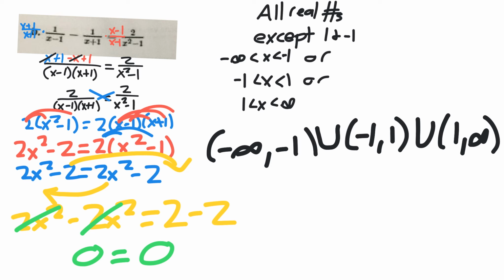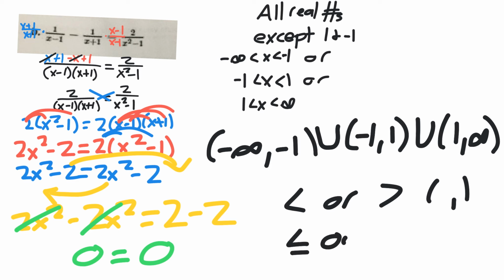Here's the way interval notation works. If it's less than or greater than, you use parentheses. If it's less than or equal to or greater than or equal to, you use brackets. No, that's a bracket. Use brackets.